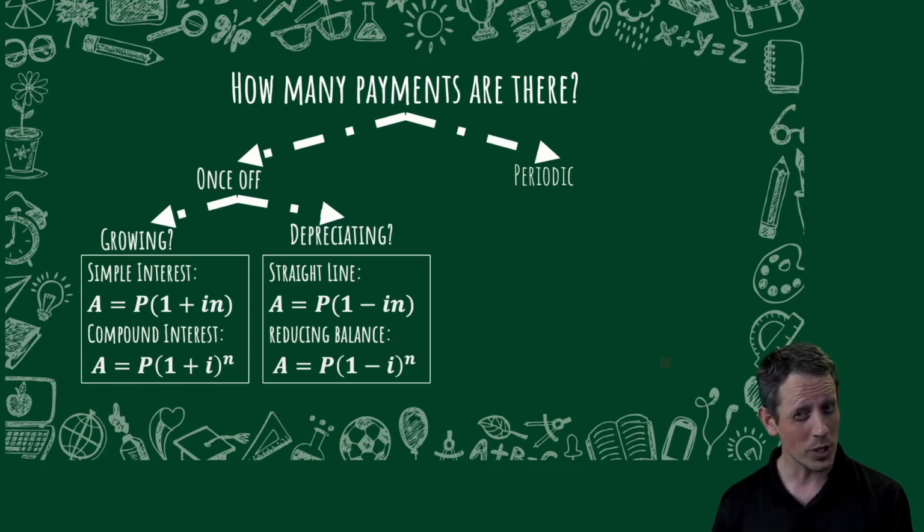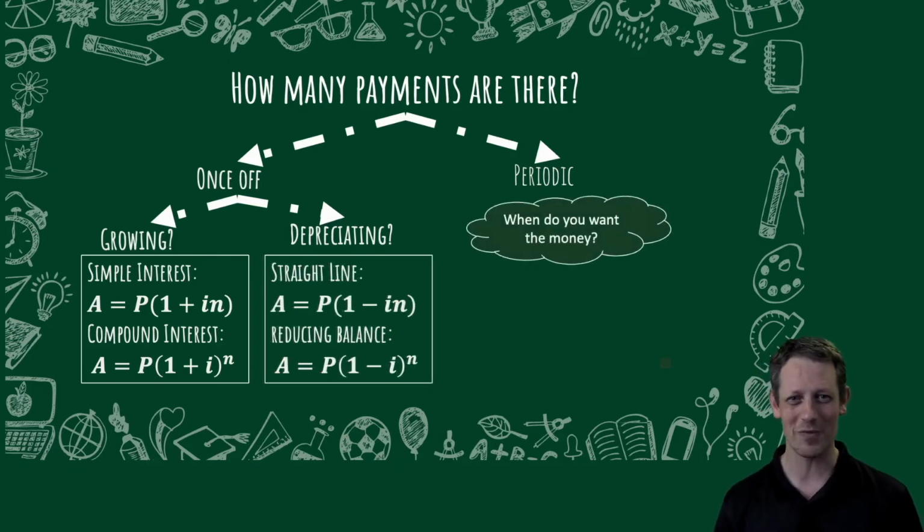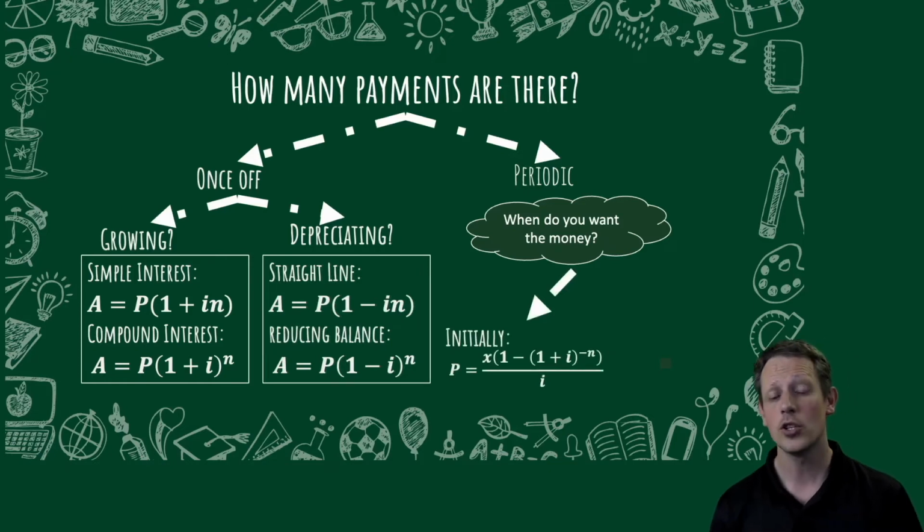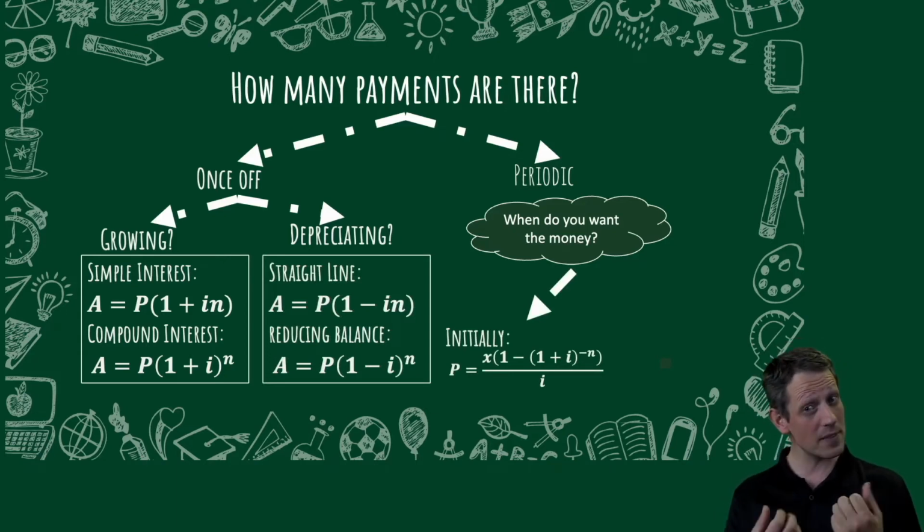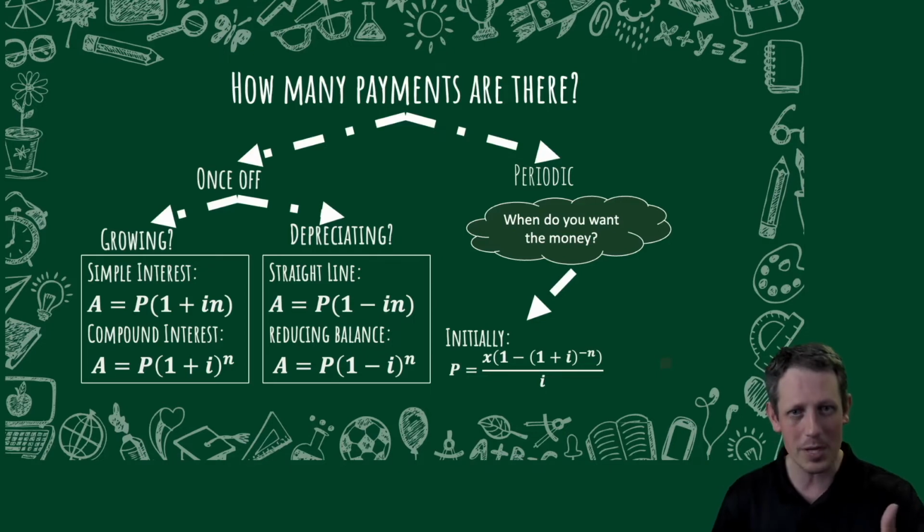We get to matric work, which is about periodic payments. Now the big question comes up. When do you want that money? If you want the money at the beginning, then you are going to use the present value formula. Now, why would I want the value at the beginning? Home loans. I mean, you're going to get the money now and only repay over the next 20 years.